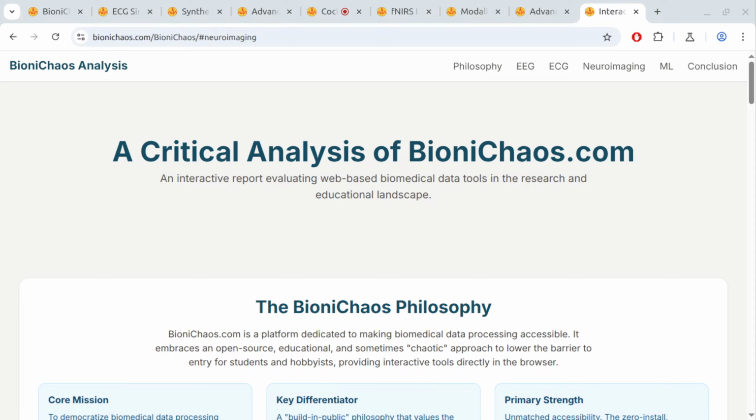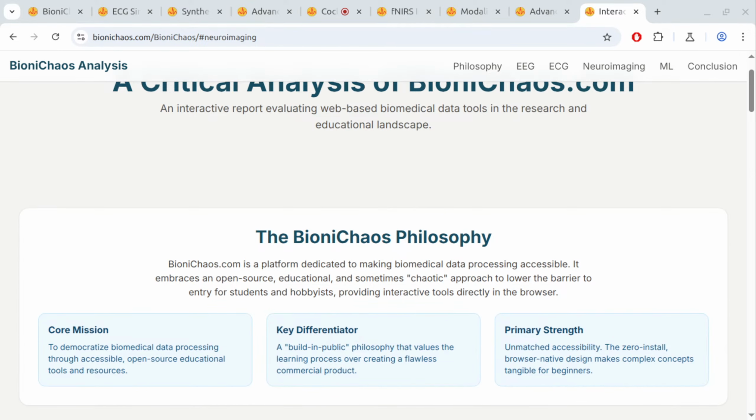Okay, so let's unpack this. Imagine you're faced with a huge amount of really complex biomedical data: research papers, dense articles, tricky concepts. What if there was a way, maybe a shortcut, to actually get your head around it all, something designed just for you, the learner? That's exactly what we're diving into today. There's this unique platform, bionicchaos.com, and it's basically an open source, web-based platform. Its whole goal is making this incredibly complex biomedical stuff accessible, understandable for anyone, really, no matter your background.